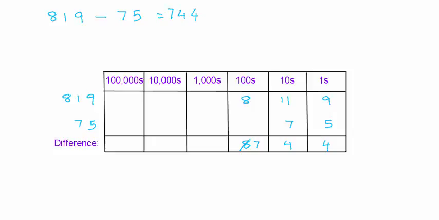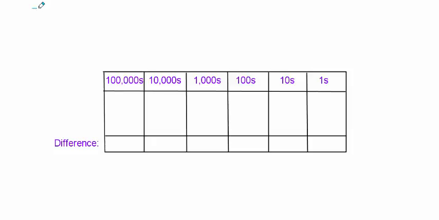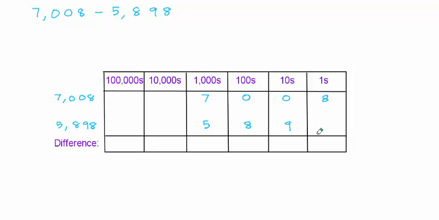Let's look at another example. Let's say you want to decrease 7008 by 5898. So I'm going to go ahead and write down 7008 as a 7 in the thousands place, then a 0 in the hundreds place, a 0 in the tens place, and an 8 in the ones place. And similarly, 5898 is going to be 5 in the thousands place, 8 in the hundreds place, 9 in the tens place, and another 8 in the ones place.